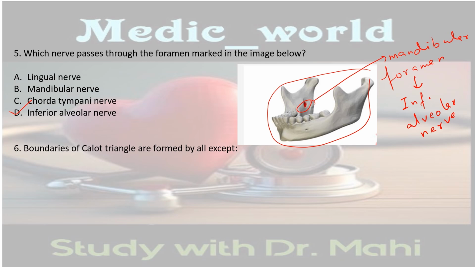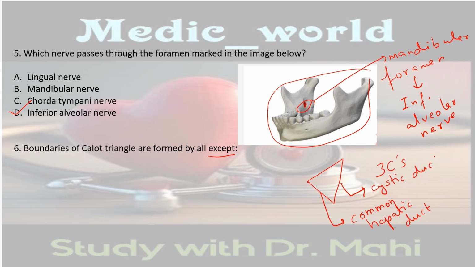Now, boundaries of Calot's triangle are formed by all except. We have to know the boundaries of Calot's triangle. Calot's triangle is formed by three C's. Medially, there is the common hepatic duct. Inferiorly, we have the cystic duct, and superiorly we have the cystic artery.